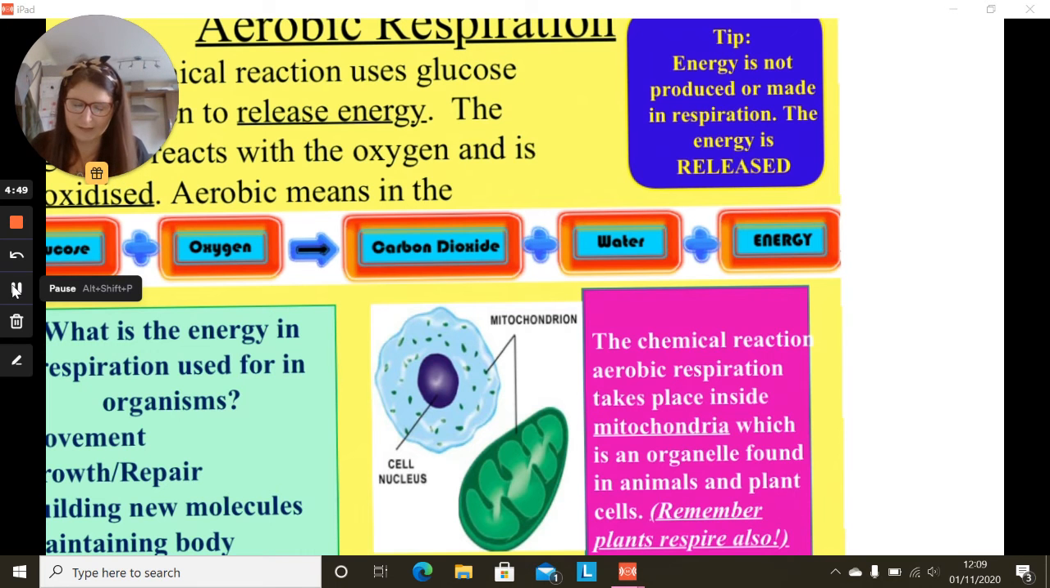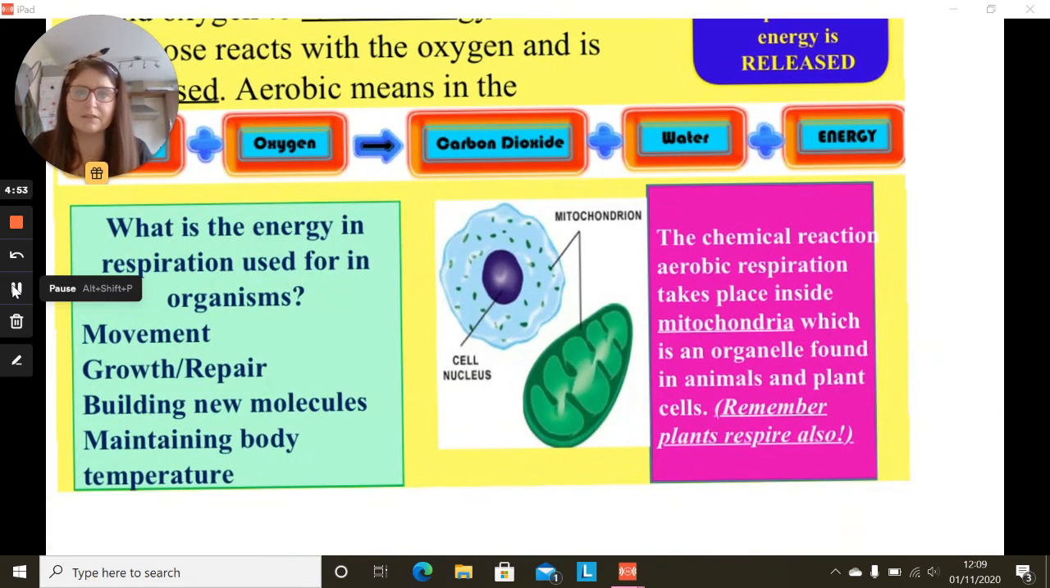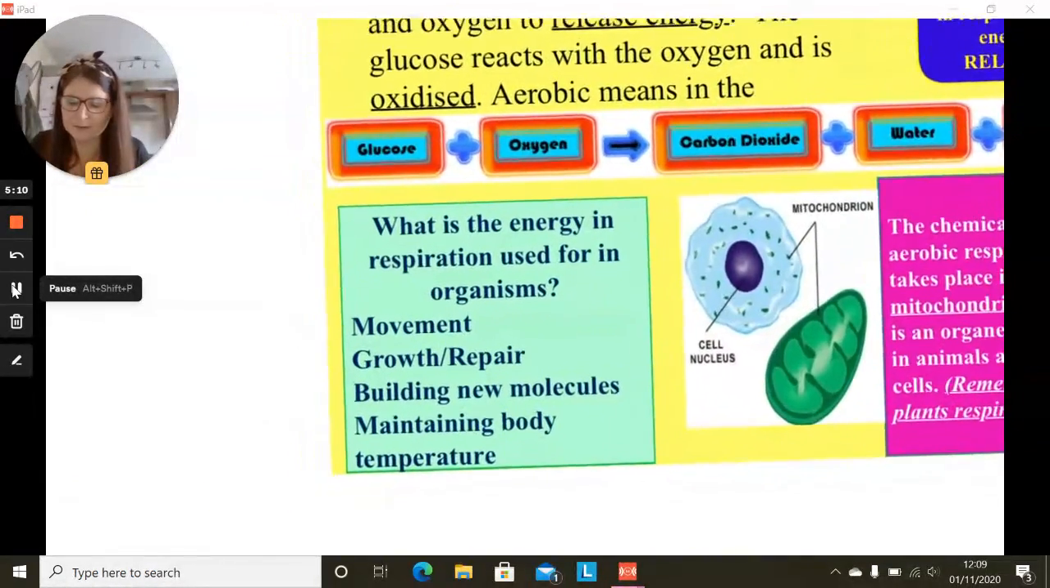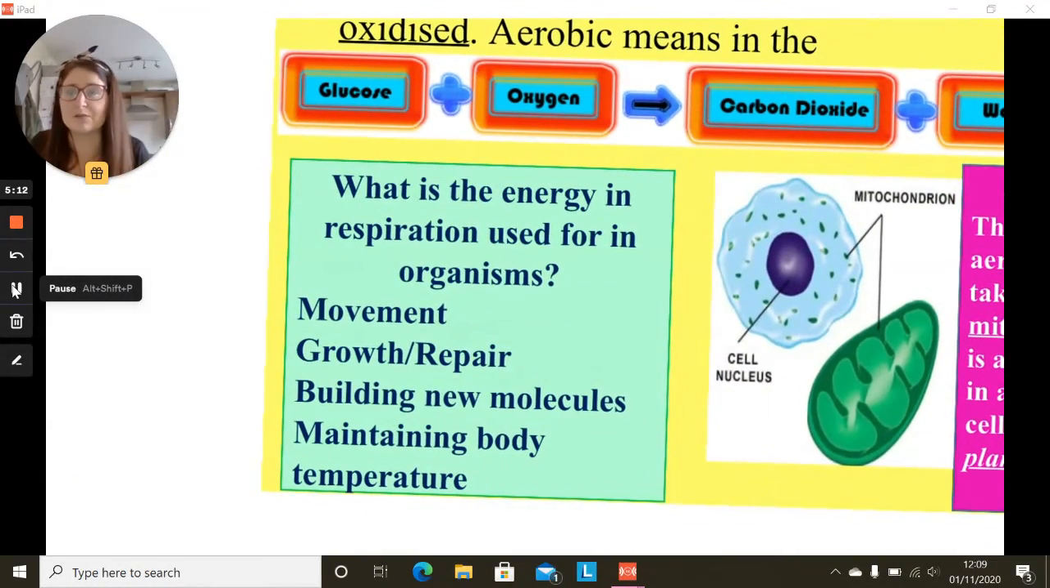We've also said that it takes place in our mitochondria, which we learnt from our cells topic. The mitochondria is where respiration takes place, and it's where aerobic respiration takes place. So what do we need respiration for? We need it for movement. You need it for everything that you're doing. You're sat here now listening to me, you need energy to sit and listen to me.